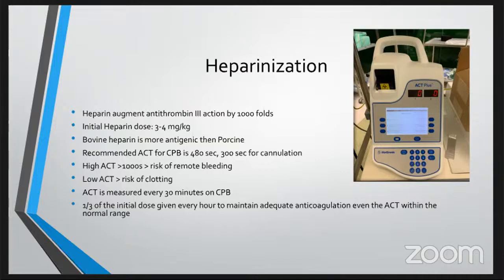In case of a higher ACT, like more than 1,000 seconds, the risk of bleeding will be high. And for a low ACT, the risk of thrombosis and clotting will be high. Usually during cardiopulmonary bypass, we measure ACT every 30 minutes, and one third of the initial dose is given every hour to maintain adequate anticoagulation, even if the ACT is within the normal range. And this is how the ACT machine looks.